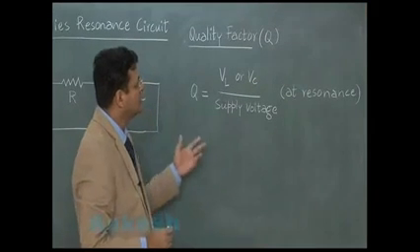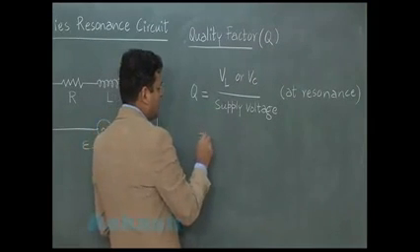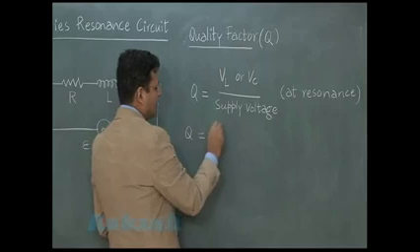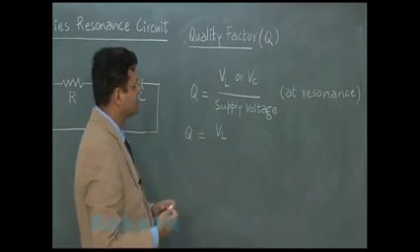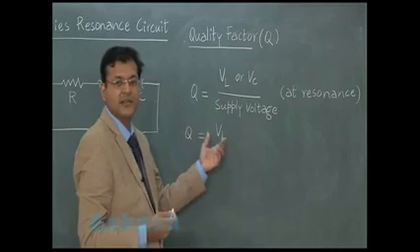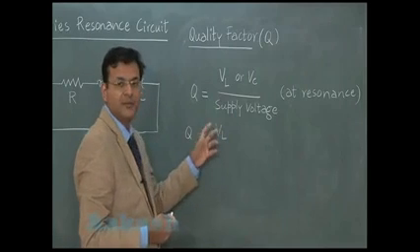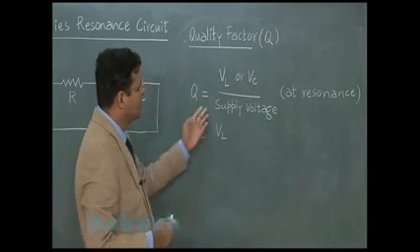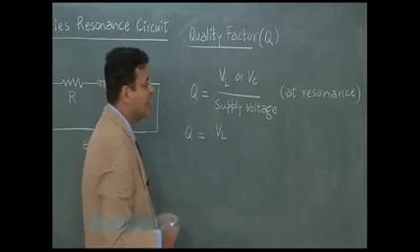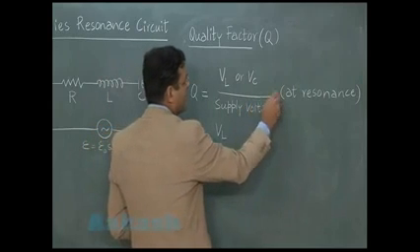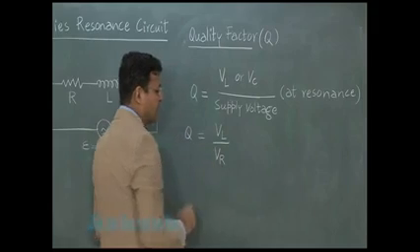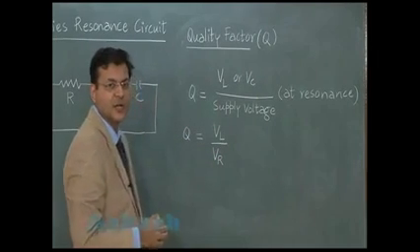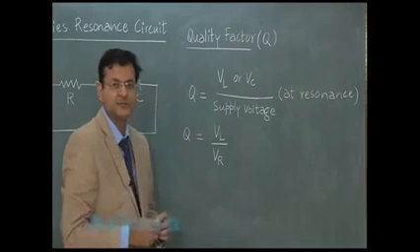Now, as you know that this VL or VC, they are the same, so let me take just VL. You can very well take VC, but believe me, you will be getting the same expression. And since supply voltage at resonance is equal to potential drop across R, so you can write it like VR. So this is the expression of quality factor at resonance.